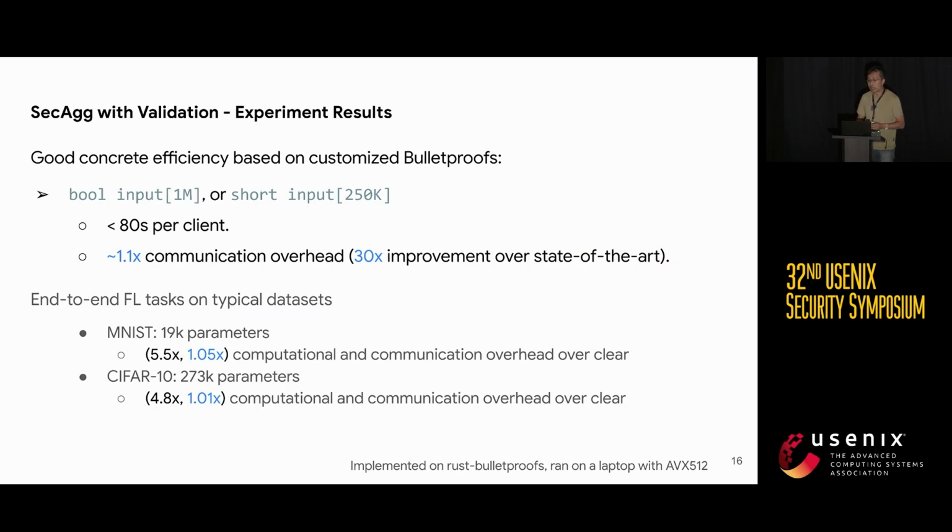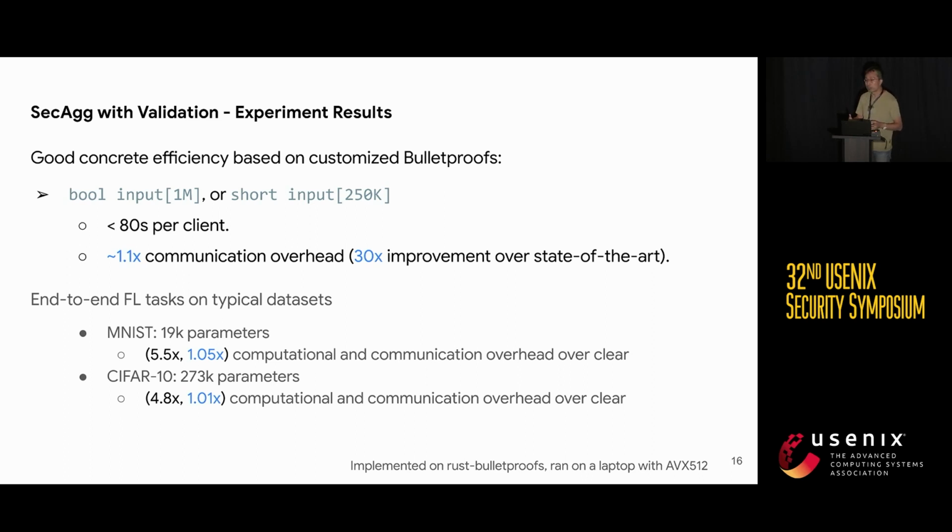So we implemented our input validation zero-knowledge proofs using a customized bulletproof system. If you are familiar with zero-knowledge proofs, bulletproof is essentially a succinct zero-knowledge proof system. Our experimental results show that with this customized bulletproof system, we can get very good concrete efficiency. Even in the extreme case, for example, where the client has a Boolean vector of length 1 million or 16-bit integer vectors of length 250,000, generating all the proofs only takes under 80 seconds per client.